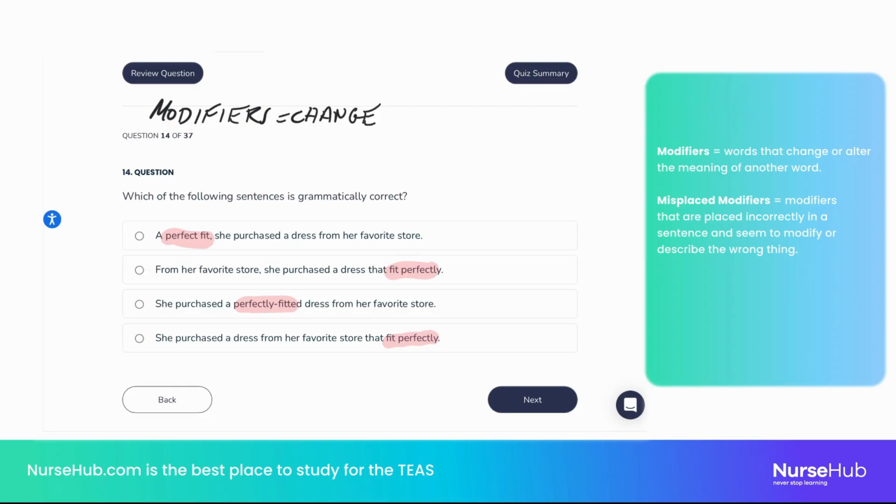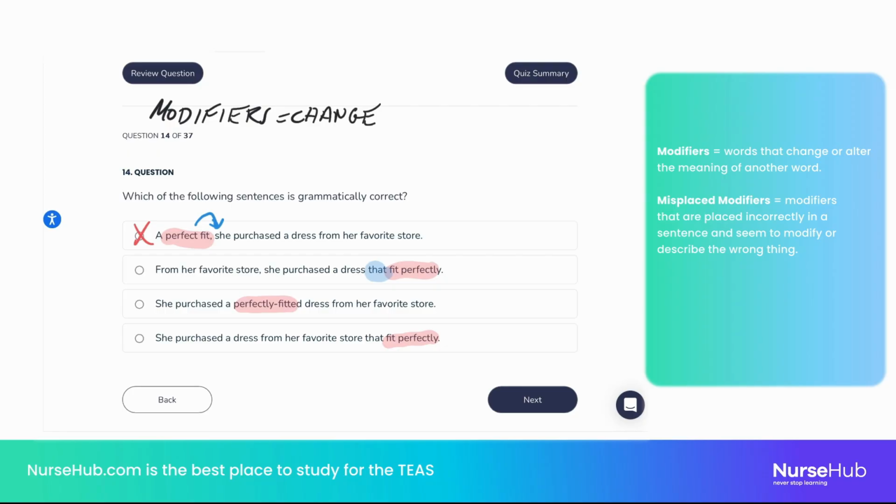So number 1, a perfect fit, she purchased a dress from her favorite store. That makes it look like the person, and she is a perfect fit. So that one doesn't work for us, so let's cross it off. From her favorite store, she purchased a dress that fit perfectly. Now this one looks okay, right? But we do have that word "that" there in between. All right, so let's just keep that in mind. It's a good fit, but is it the best?